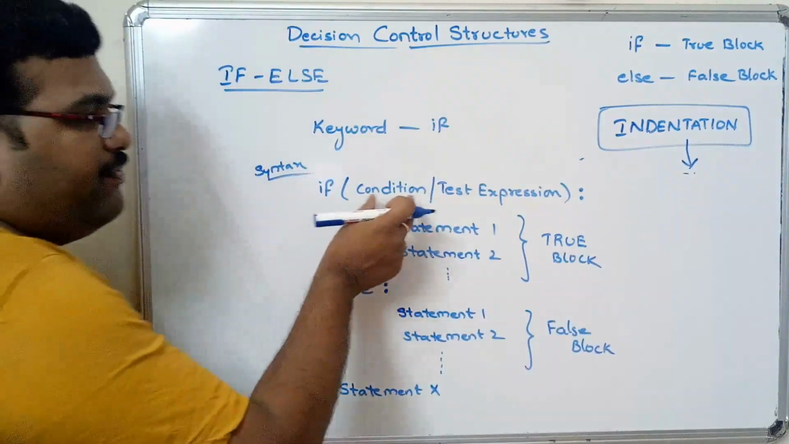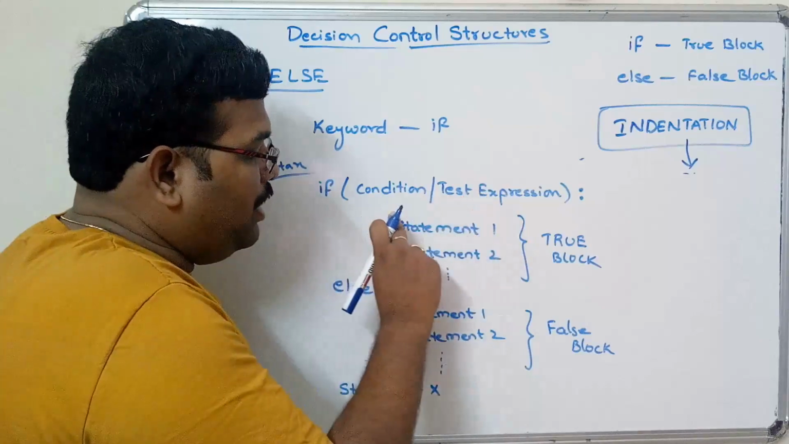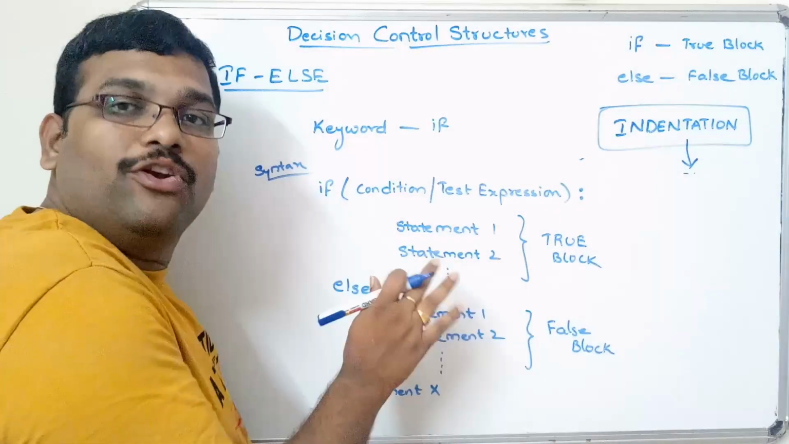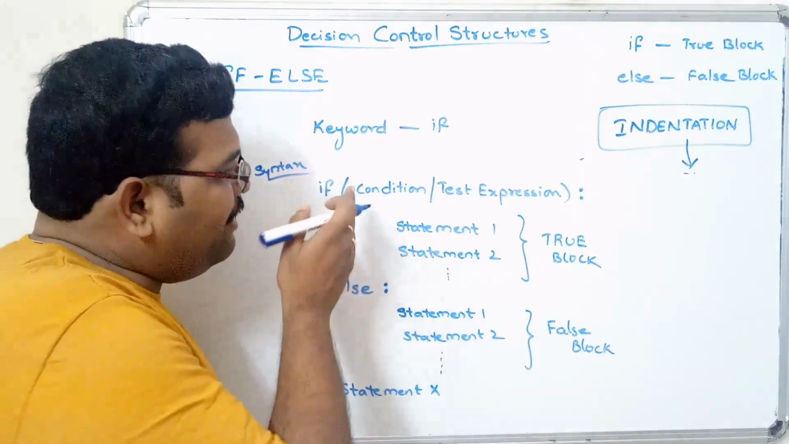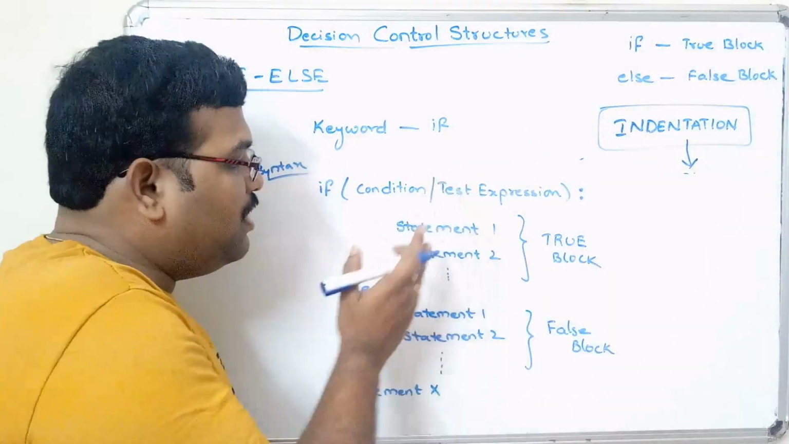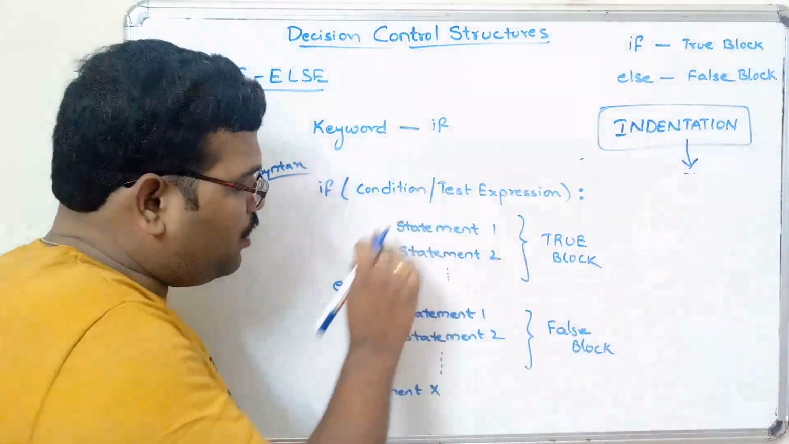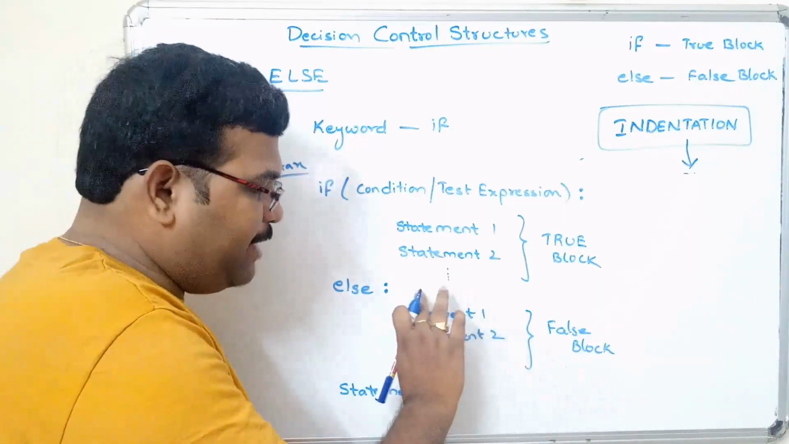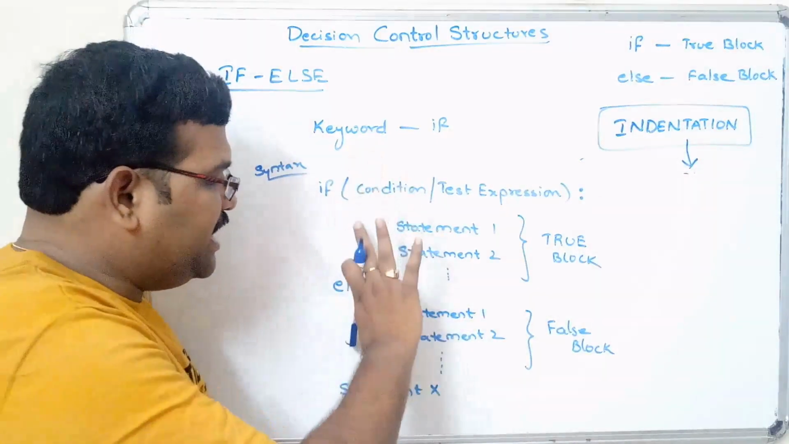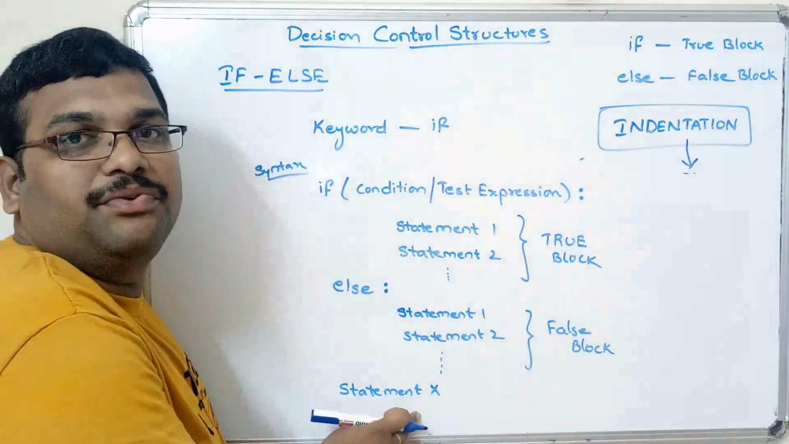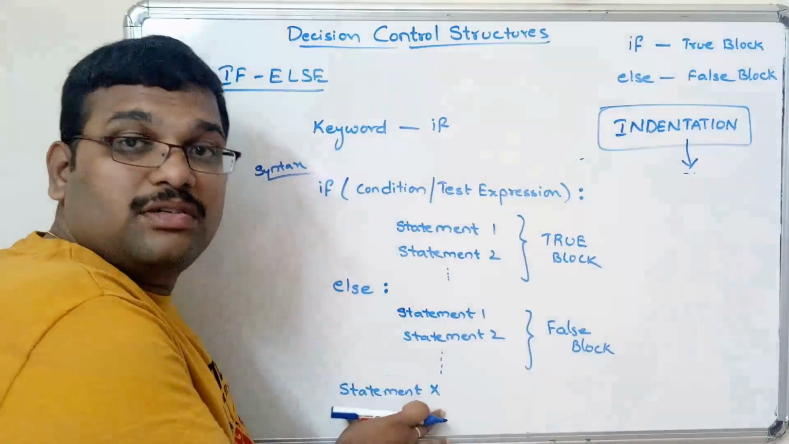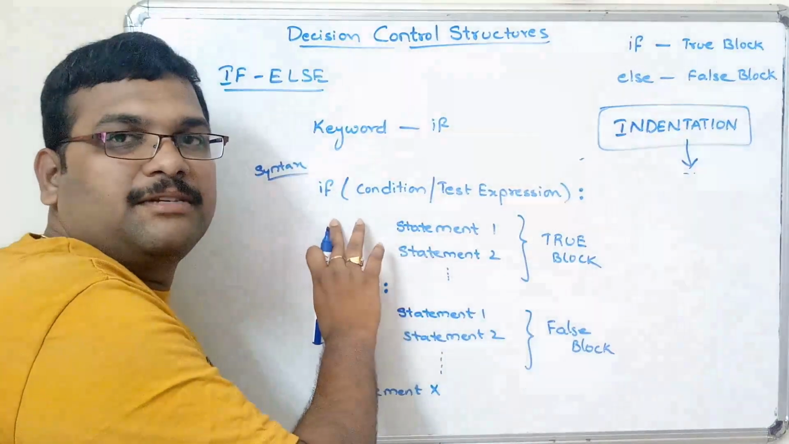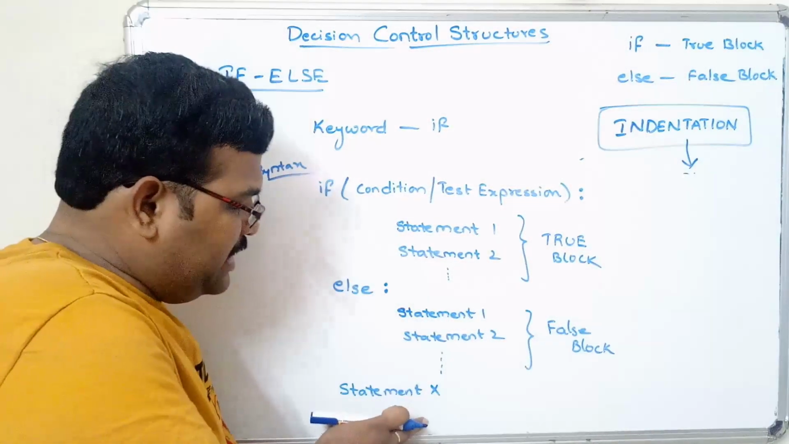If this condition is true, automatically all the statements under the true block will be executed and this part will be ignored, so it will not be executed. And if this condition or test expression is false, these statements will be ignored and the control will move on to this else part because it's a false block. So these statements will be executed, and after completion of this if else, statement X will be executed. I am writing statement X because it is a sequential execution. It will execute only after completion of this if else, right? So this is a sequential execution.